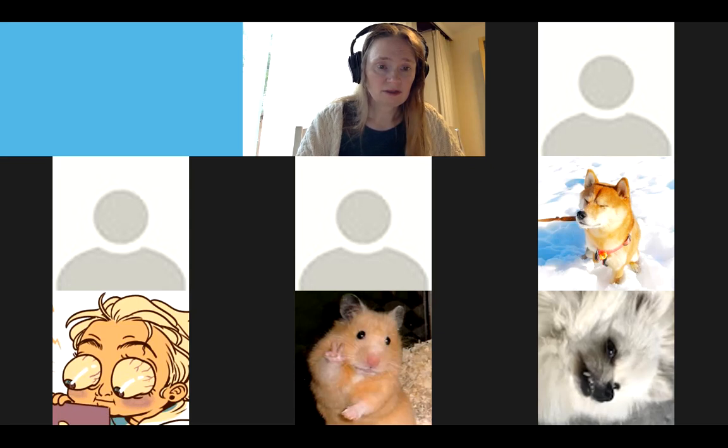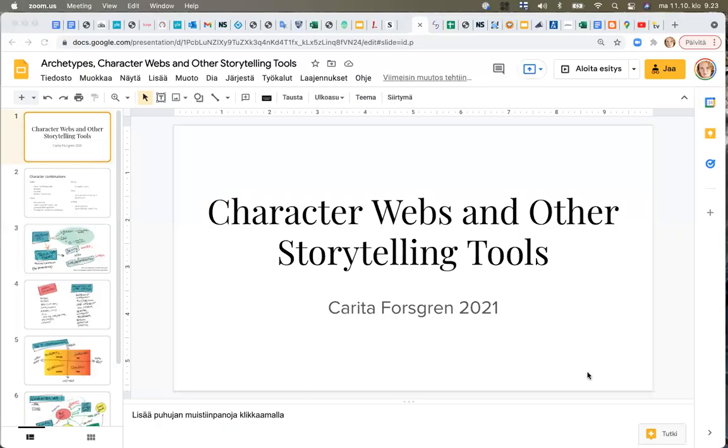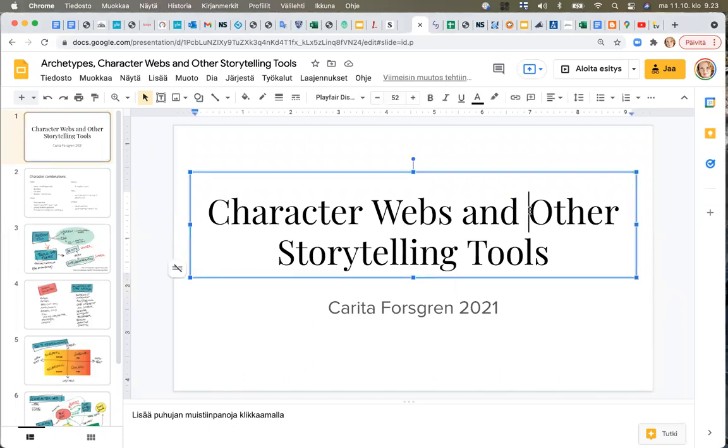So how to think about character ensembles and how to make character webs. Let's see if I can shed any light on that. So maybe I'll change the title here. Other storytelling tools sounds a bit.